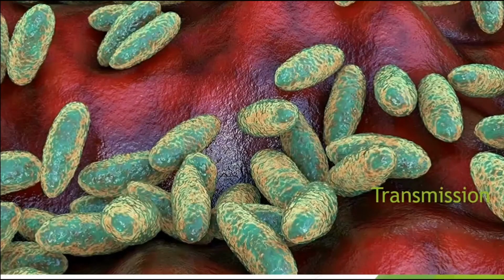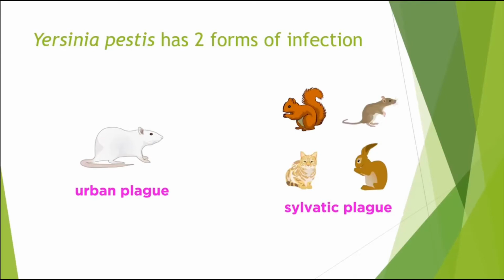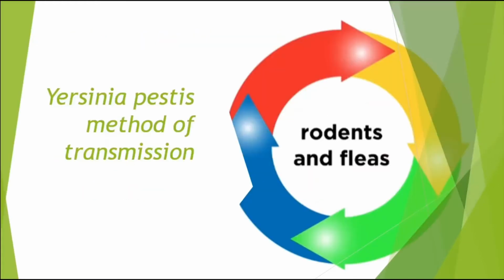Okay, so moving on to transmission. In the case of Yersinia pestis, there are two forms of infections. Rats are the natural reservoir, meaning the habitat where the bacteria normally live, for the urban plague. Instead, squirrels, field rats, domestic cats, and rabbits are the natural reservoir for sylvatic plague. The way it works is this.